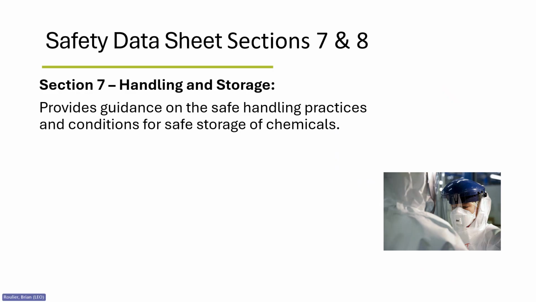Section 7 addresses the handling and storage instructions for the chemicals. These include handling, proper storage conditions, and conditions to avoid. For example, you may see information like remove contaminated clothing, securely closed container, store in a cool place, avoid direct sunlight, or other instructions.